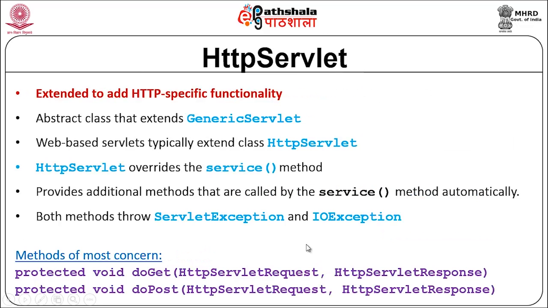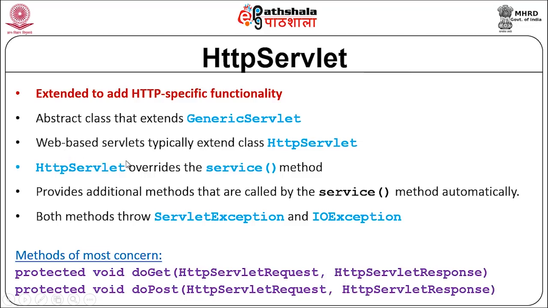The other way to write a servlet is to extend the HttpServlet class. So, there are two classes, the GenericServlet class and the HttpServlet class. This HttpServlet class is extended to add HTTP specific functionality. We normally handle HTTP requests and responses, which web browsers handle. So, we need to write a class that extends this HttpServlet class, which is an abstract class that extends GenericServlet.